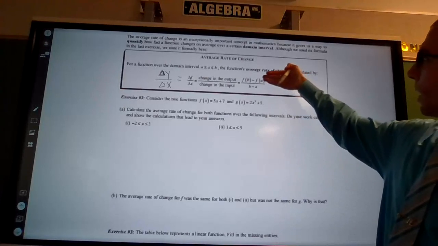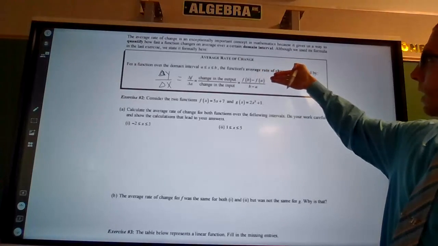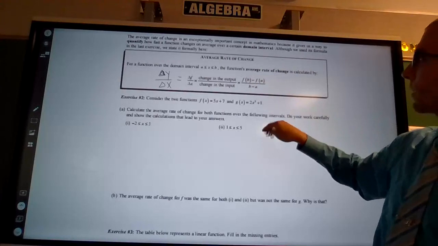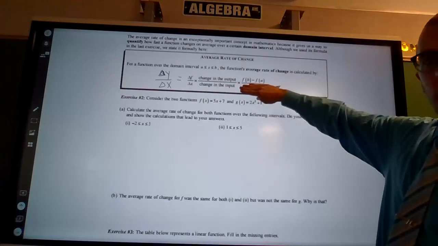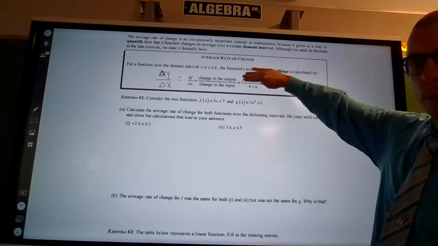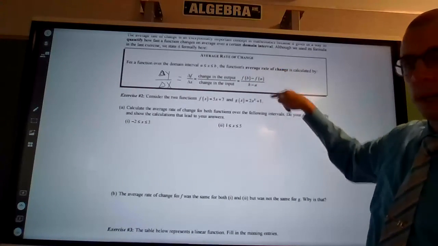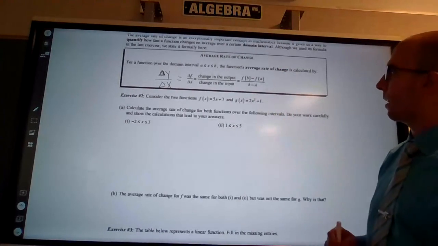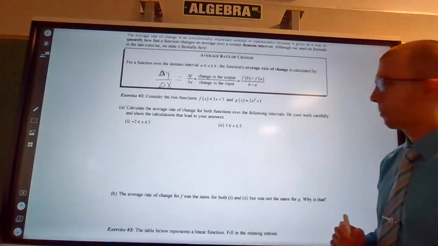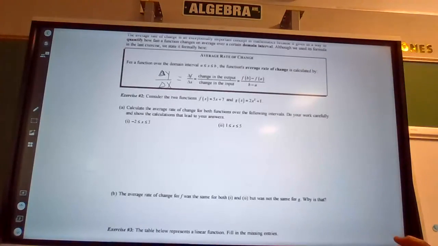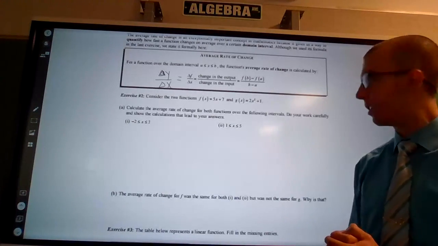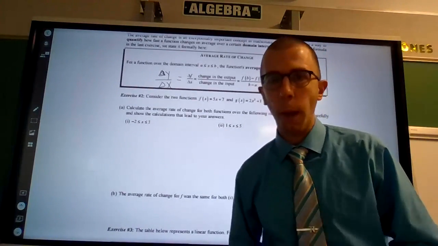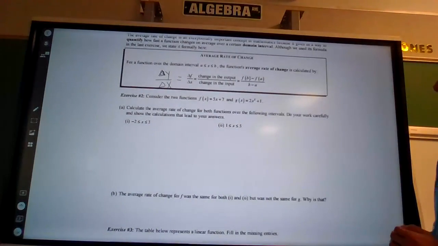All right, then they write it here too as f of b minus f of a over b minus a. So they're taking the inputs to get those outputs, finding the difference, the change in the outputs over the change in the inputs. And we're going to use this piece of the formula in this exercise here. So consider the two functions, f of x equals 5x plus 7 and g of x equals 2x squared plus 1. Calculate the average rate of change for both functions over the following intervals. Do your work carefully, as always. Be careful when doing your work and show the calculations that lead to your answers.